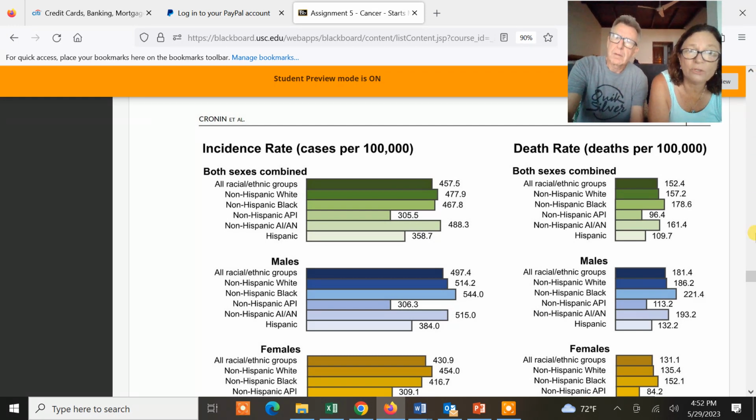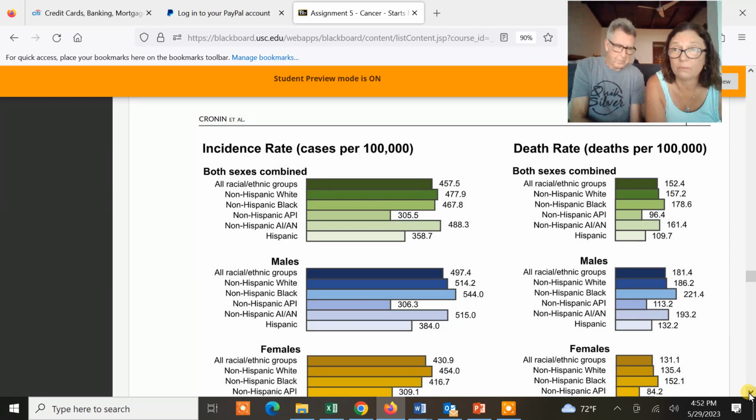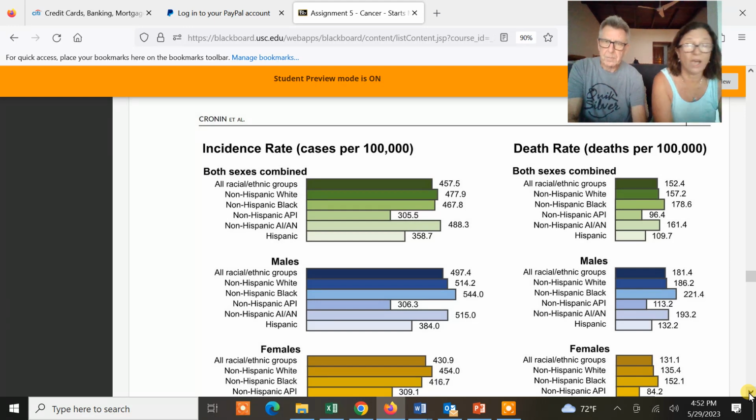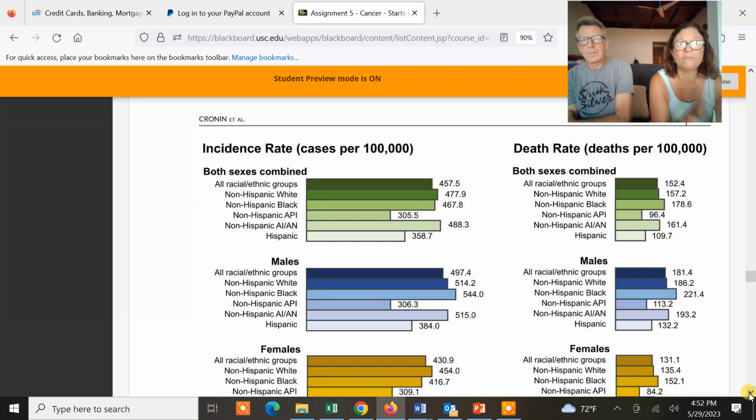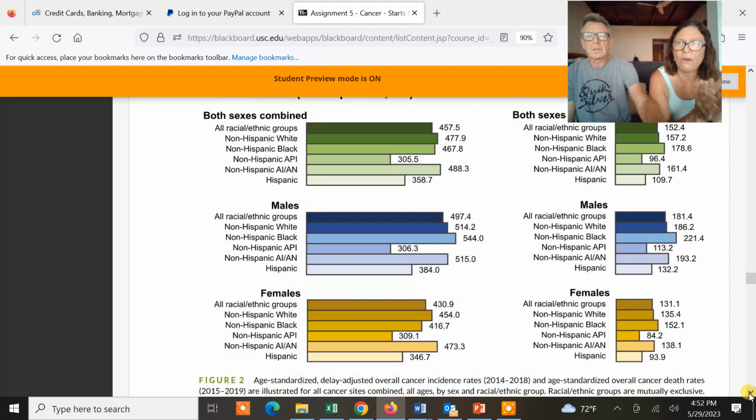God. And so we do see if you are an Asian Pacific Islander, that's good news. Something's magic about your diet, your culture, your health care. Something's magic. You have a very low incidence rate, and you also have the lowest death rate. So that is good news. We see a fairly low incidence rate among Hispanics and a fairly low death rate.